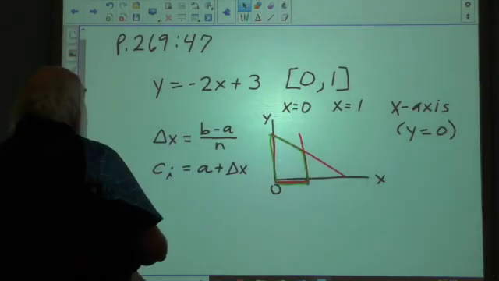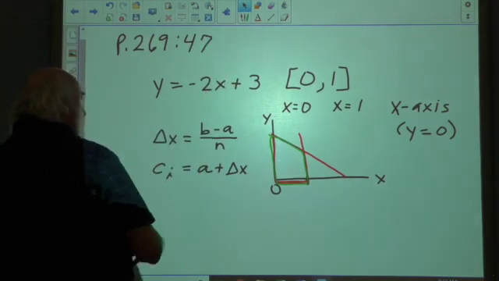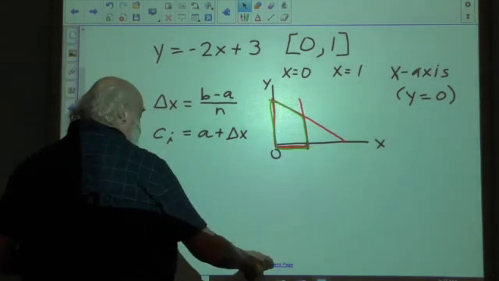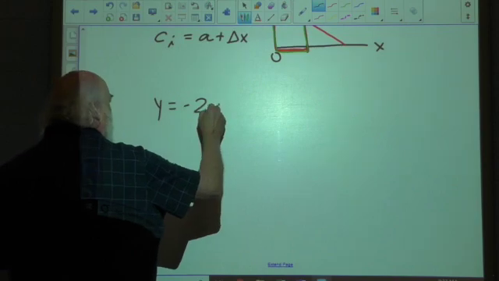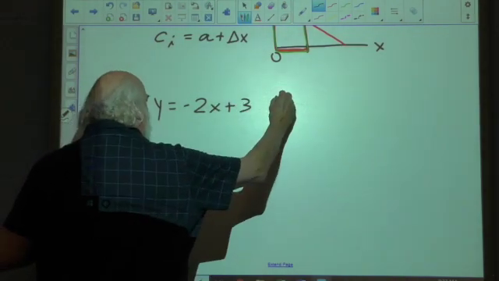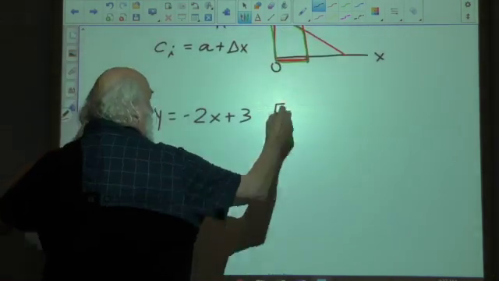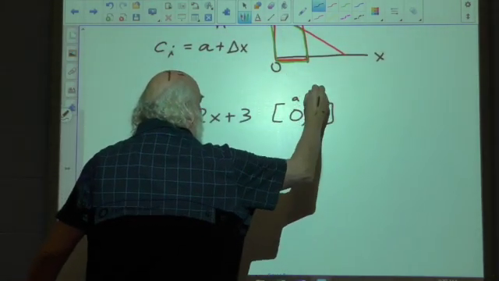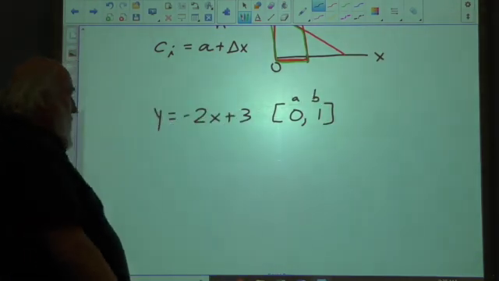Okay? So it's going to hinge on negative 2x plus 3. So let's take a look at this. If y equals negative 2x plus 3, and they give us the range of 0 to 1 here, this is your A and this is your B. Those are your left and right ends.